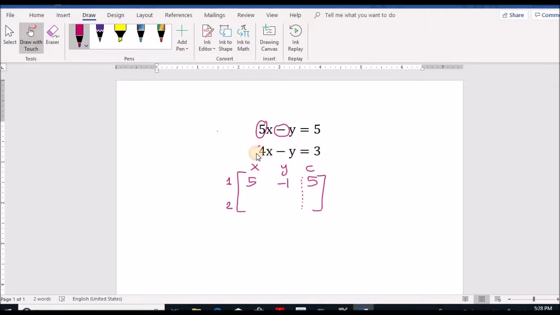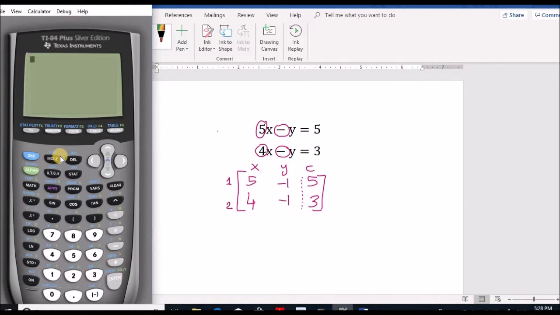Similarly, I will enter the 4, which is the coefficient of x in the second row. And then the coefficient of y is -1, and then the constant for the second equation is 3. Now it's time to enter this into the calculator. So I will go to my calculator.